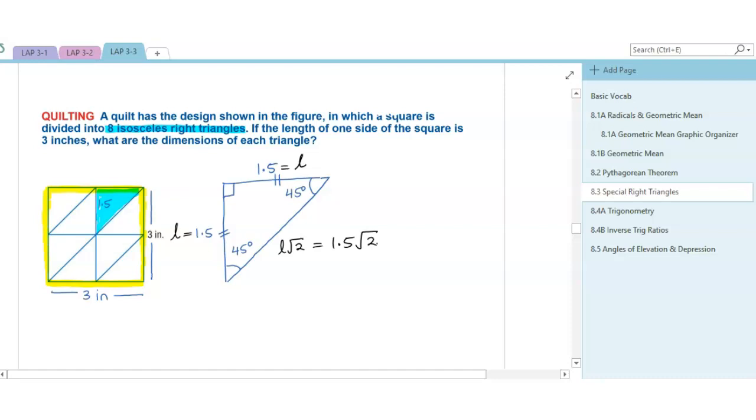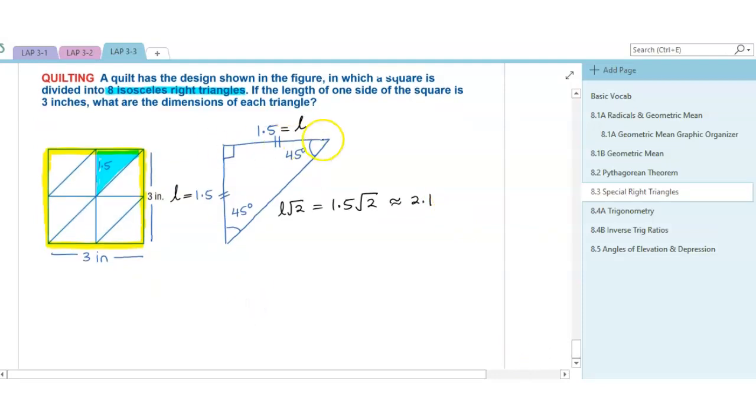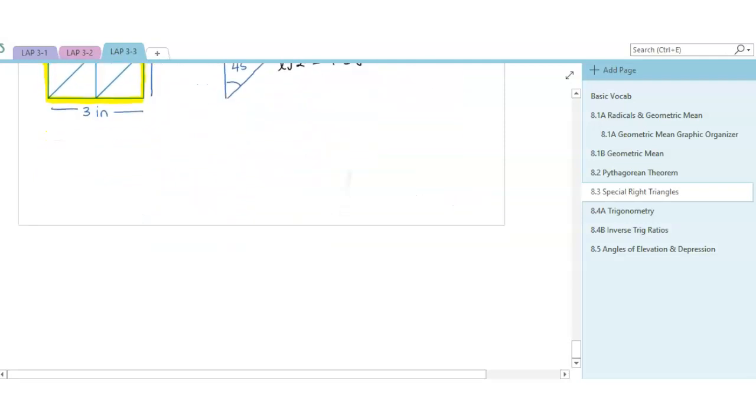So let's go ahead and do that. We're going to put that in our calculator and round it to the nearest tenth. We're going to get 2.1. And there we go. Those are my dimensions. We have an isosceles triangle whose dimensions are 1.5 inches, 1.5 inches, and 2.1 inches, just like that. And there we have it.